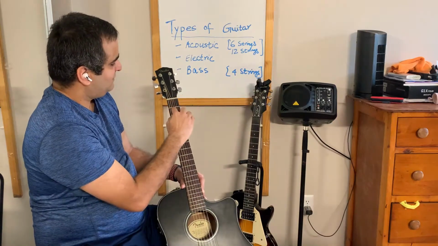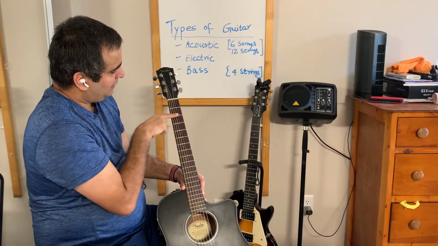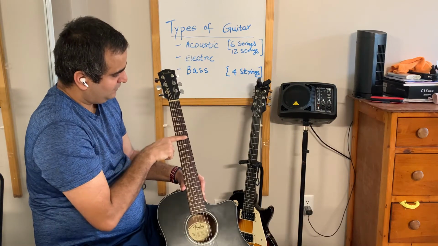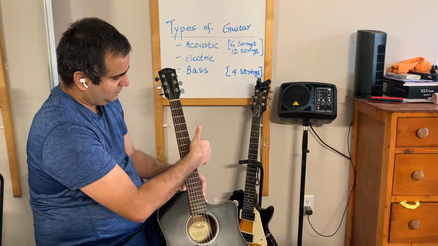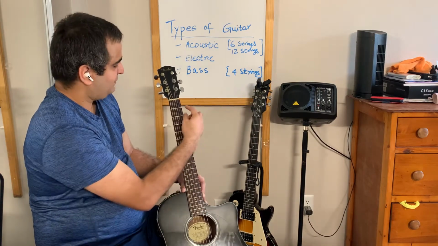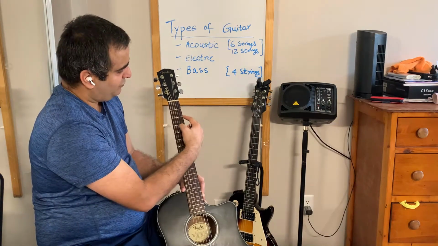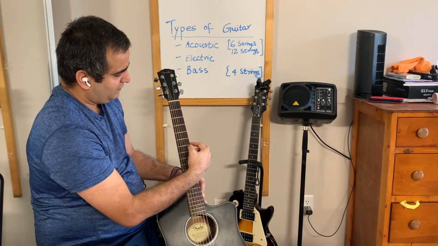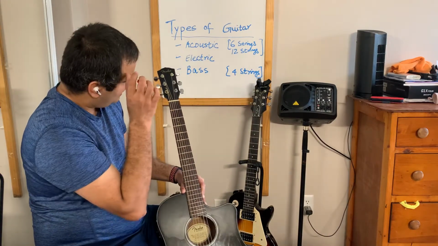So you see these metal things here, these ones under the strings. These are called frets. This is my first fret, second fret, third fret, fourth, fifth, sixth, seventh, eighth, and so on.